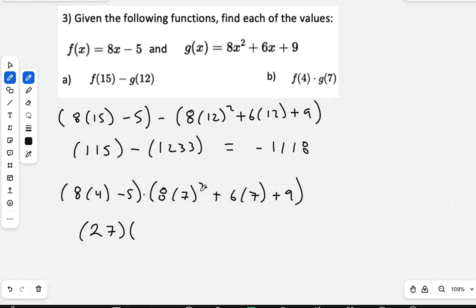And then 49 times 8 plus 42 plus 9, again throw all that in the calculator, and you'll get 443. And now we have two solid numbers. We'll just multiply those together and get a giant number, which is 11,961.